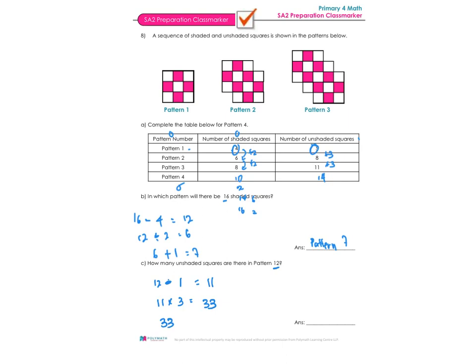But don't forget you're excluding the unique first pattern, which is a 5, which has 5 unshaded squares. So we add them together, that will be 38. That will be the answer for 8c. 38.